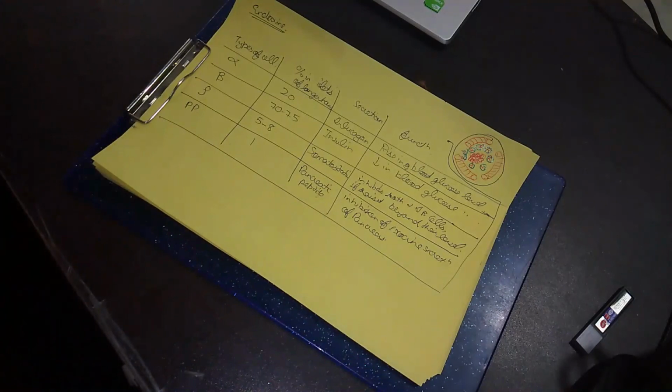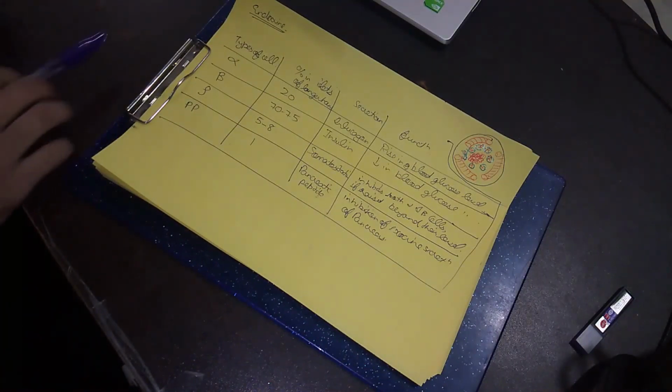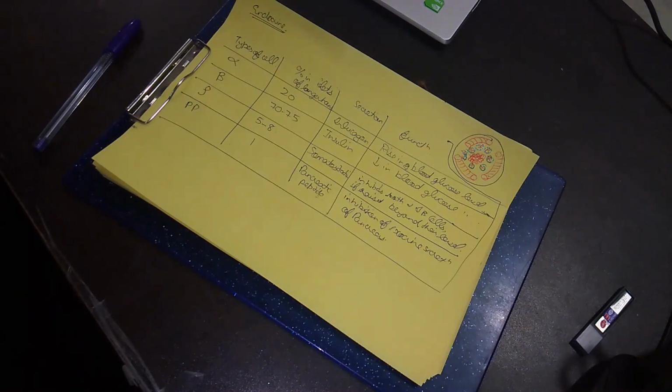So this was all about the histology and the functions, the structures which are present, and their functions. Now in the next video, we'll most probably do the development and then the abnormalities and clinical anatomy of the pancreas.